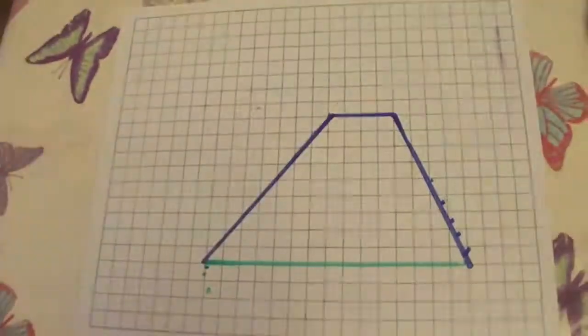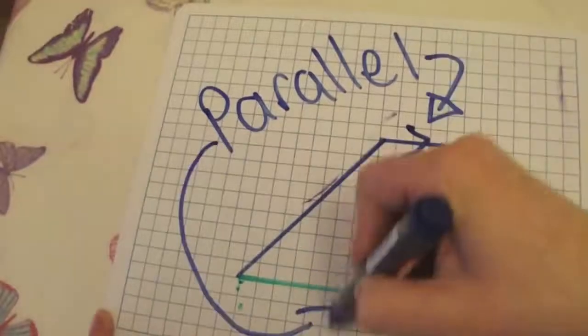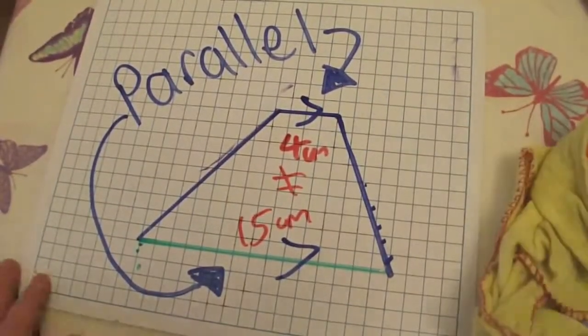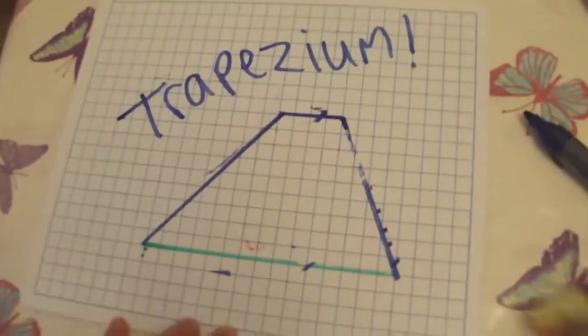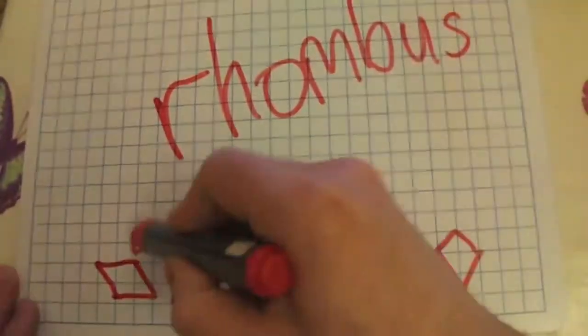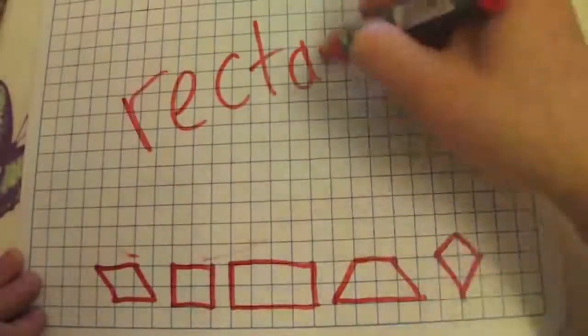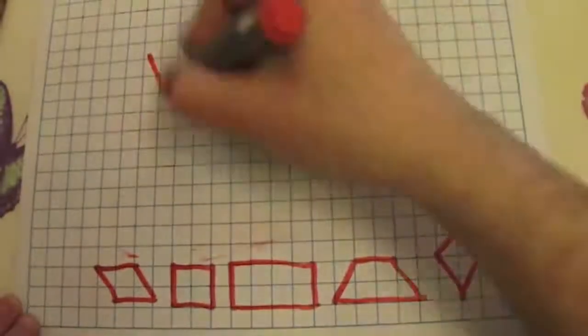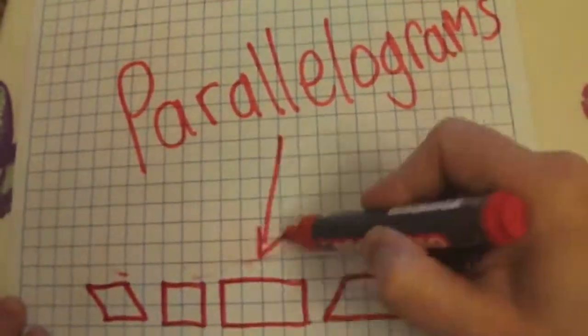Climbing up the ladders, slipping down the slides, the trapezium's just got 1 pair of parallel sides, but this opposite parallel pair can't be equal in measure. Go get yourself some of that golden trapezium treasure! Rhombus, square, rectangle, trapezium, kite, parallelogram.